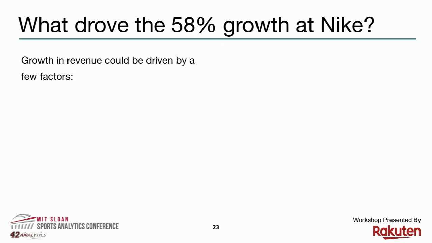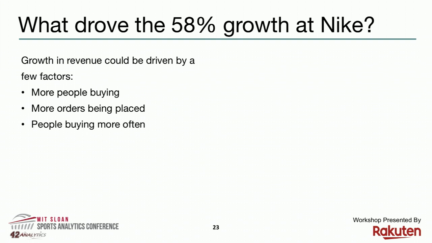The next question is obviously, what drove that? There are a few factors that could drive that growth. We know that we're increasing revenue. The ways you could do that: there's more people buying your product, so more people are coming in this year than bought last year. More orders being placed could be a side effect of more people coming in, but it could also be a side effect of people buying more, so existing people might be buying more often.